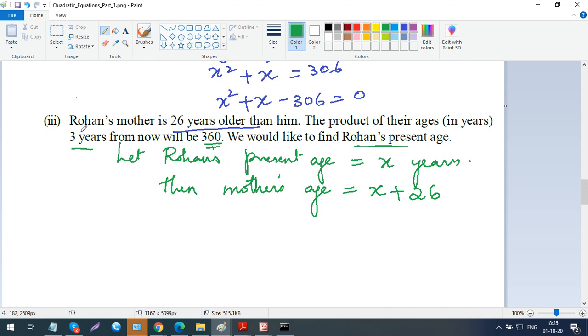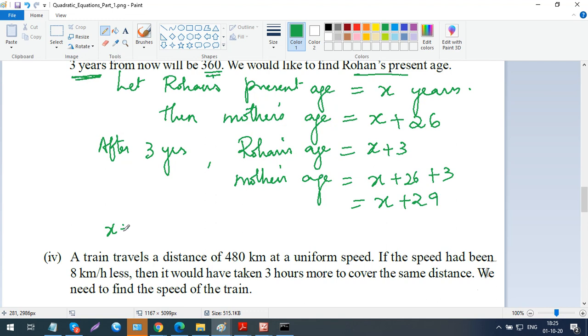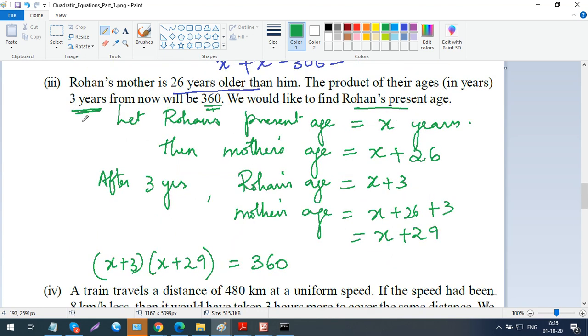So after 3 years, Rohan's age will be x plus 3, and mother's age will be x plus 26 plus 3, which is x plus 29, isn't it? So now they are saying the product of these two, that is x plus 3 and x plus 29, should be equal to 360. So you multiply these two and you get 360. You know how to solve this, right? You just expand this. That's it. Then come to the next one.